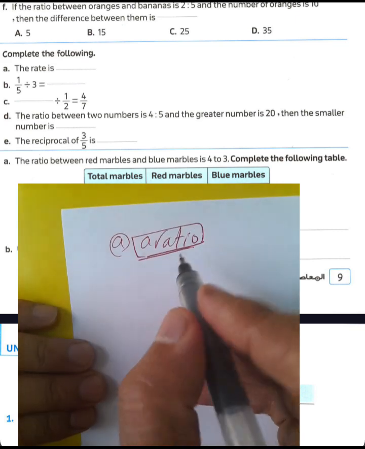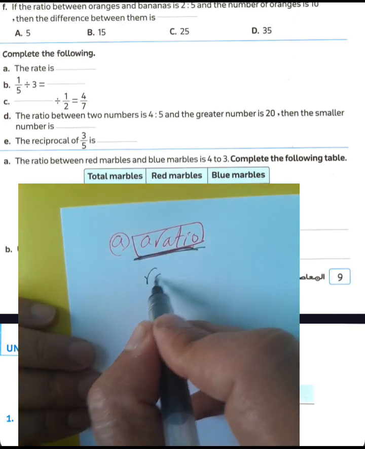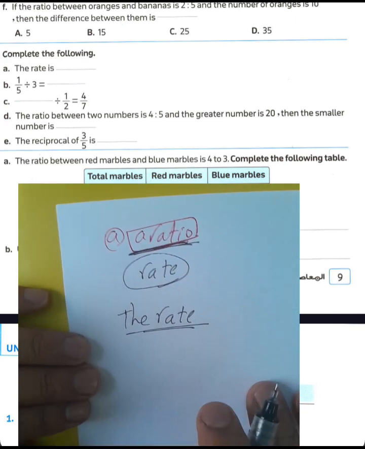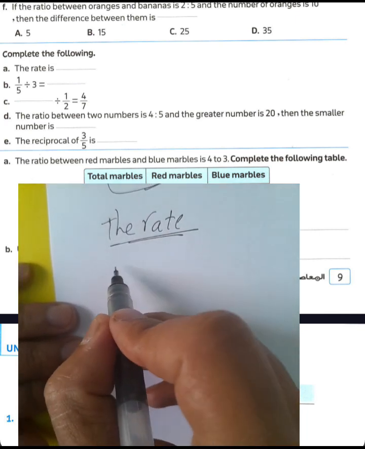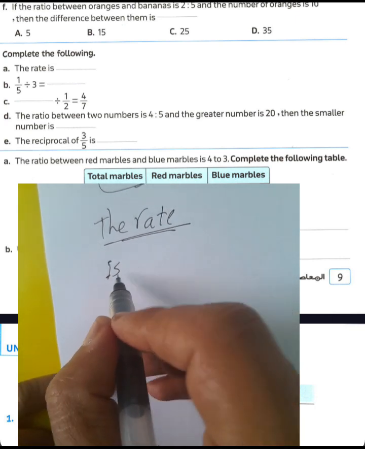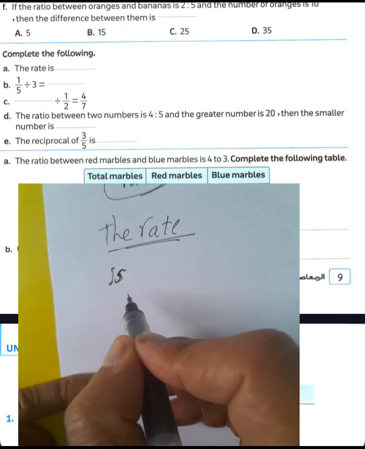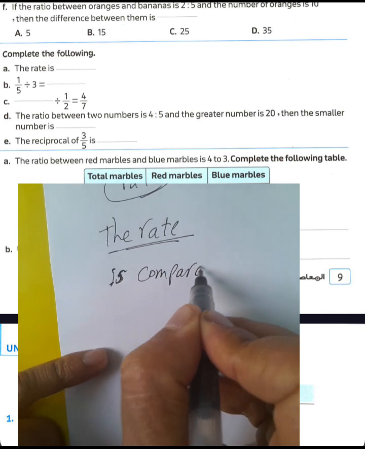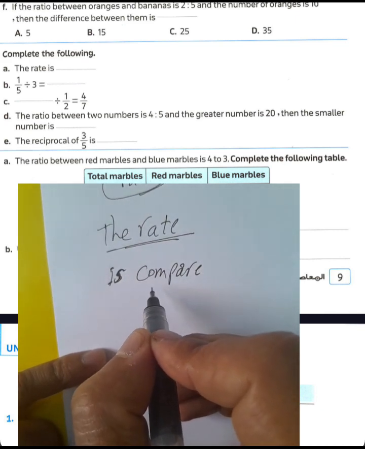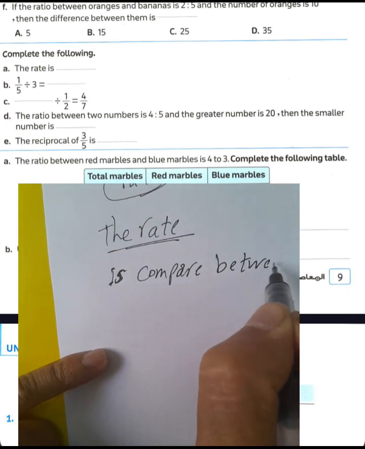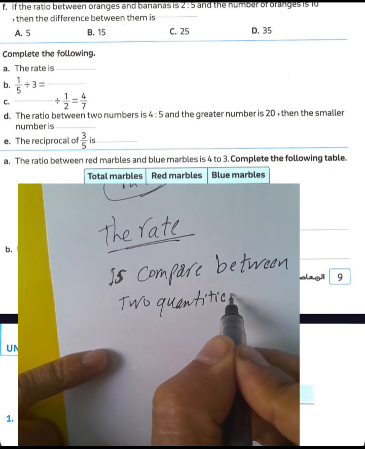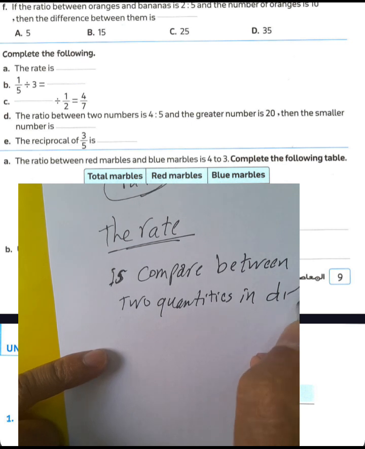Okay, we have the difference between ratio and rate. He wants to find the rate. Okay, we can find the rate. Write the rate. The rate is compare between two quantities in different units of measure.